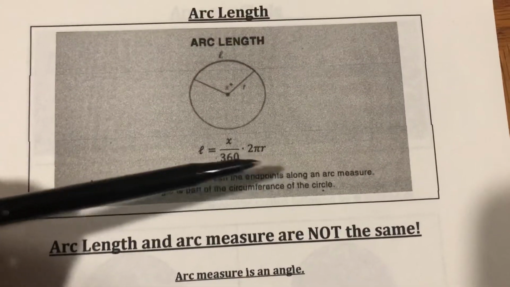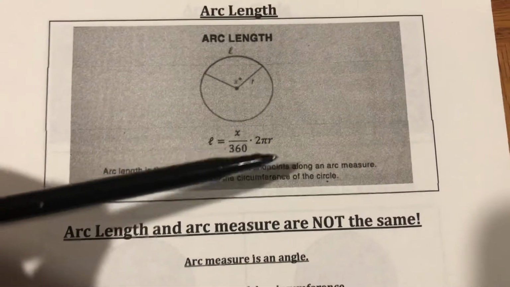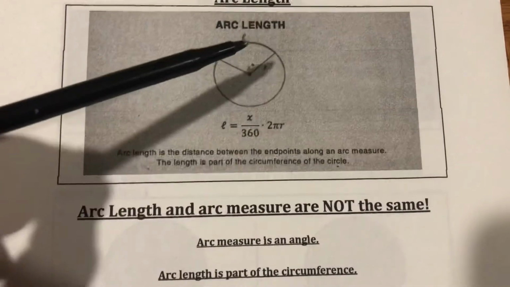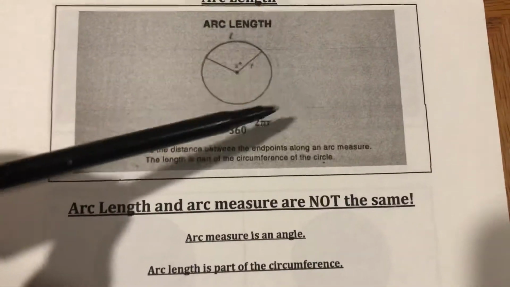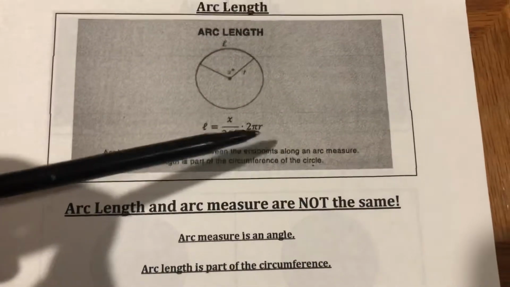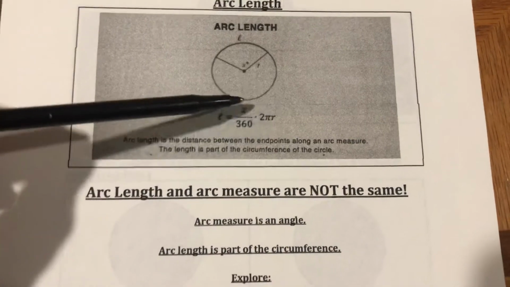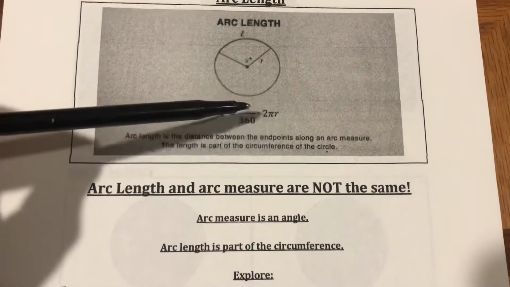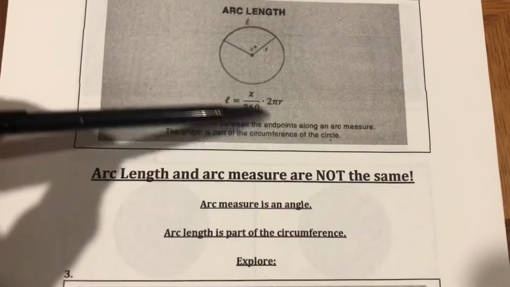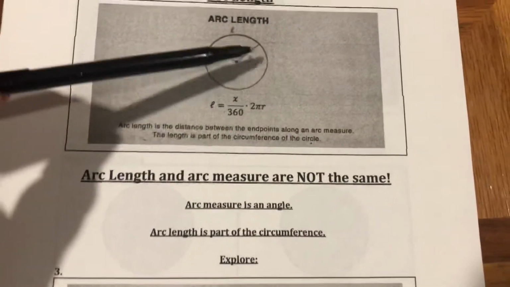Now 2 pi r, we haven't gotten into it a ton this year, but that is the equation for the circumference of a circle. So if we wanted to know the length of the entire arc around the whole circle, that circumference would just be equal to 2 pi r. So when we're using x over 360, this is basically a fraction saying, okay, we want to know the length of this circle, but only this part of it, this portion. Because 360 can represent the whole circle because it's 360 degrees around.